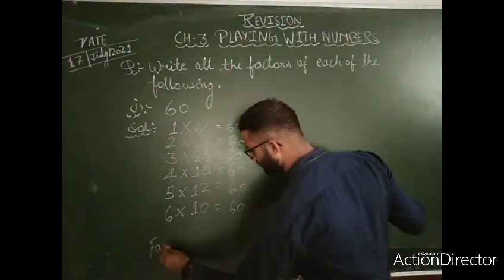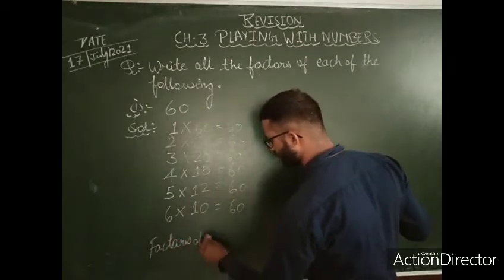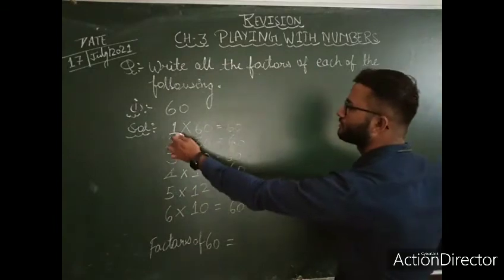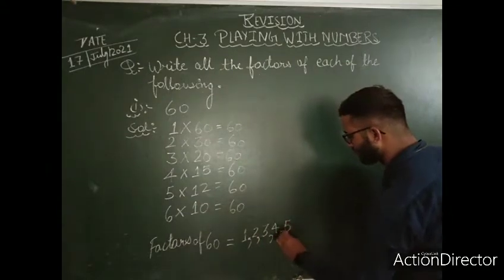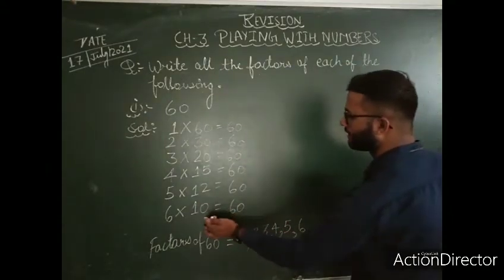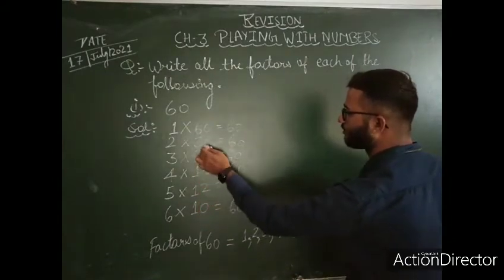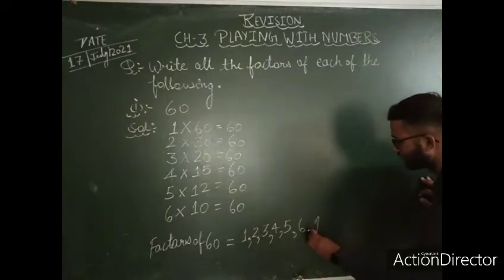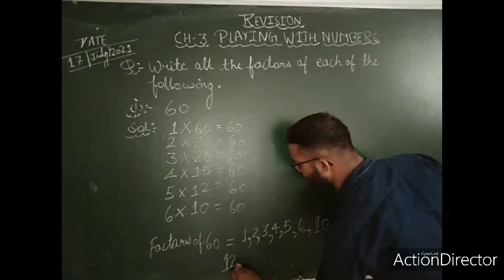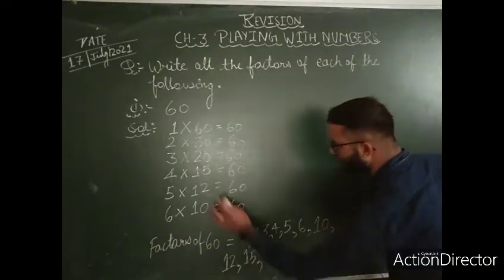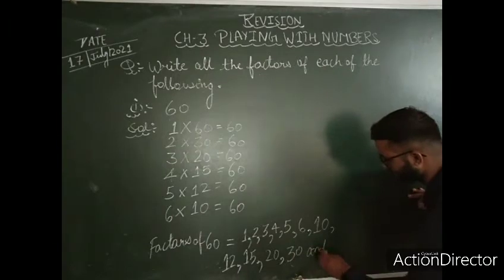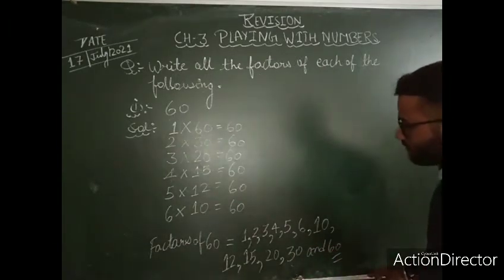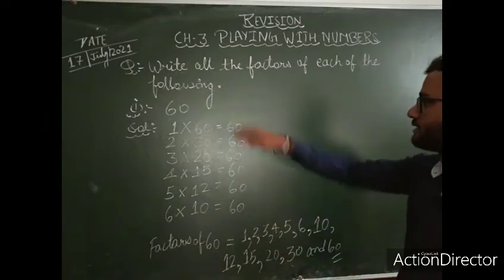Now we write the factors of 60. The factors of 60 are 1, 2, 3, 4, 5, 6, 10, 12, 15, 20, 30 and 60. So these are the factors of 60.